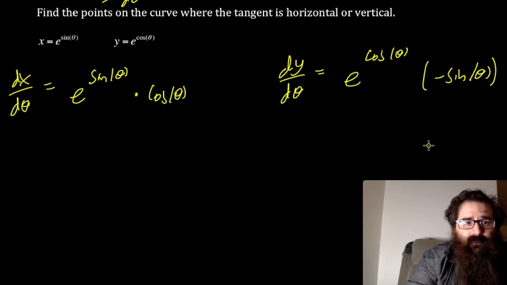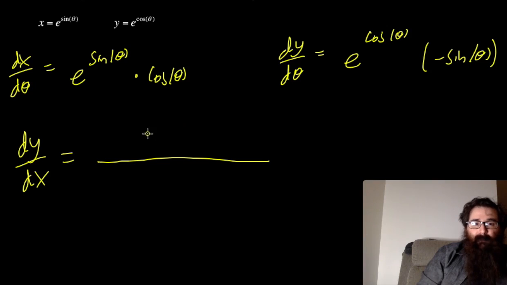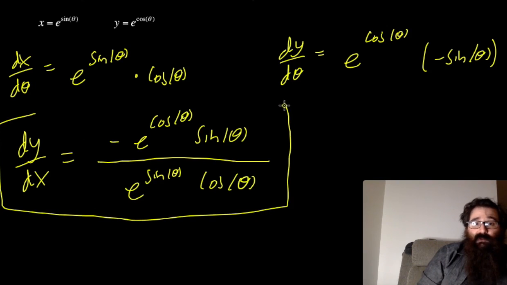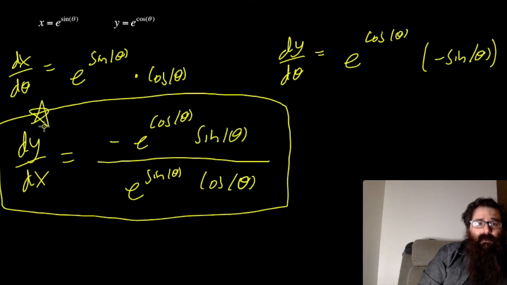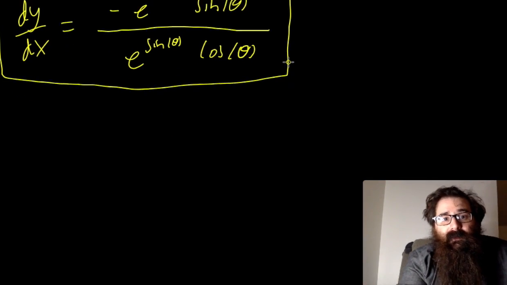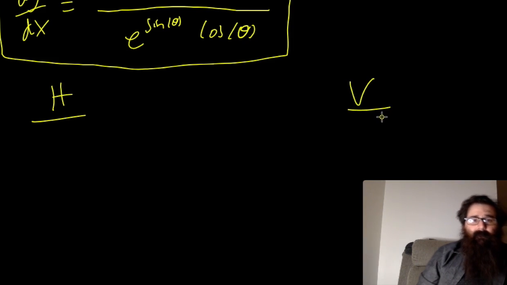Now I can assemble that derivative, dy/dx. Well, dy/d theta should go on top. I'm going to bring the minus sign in front. We'll do minus e to the cosine theta times sine theta, divided by dx/d theta, which is e to the sine theta times cosine theta. And this is my first order derivative, dy/dx. Now I was asked to find points on the curve where the tangent is horizontal or vertical. Let's break these up into two separate possibilities. I'll do h for horizontal, v for vertical.